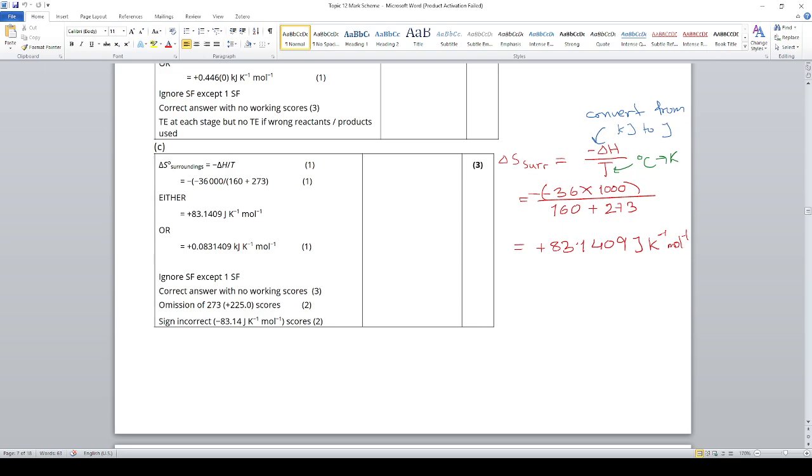Here, calculating surroundings, be careful about the conversions. You have a minus in the formula, and the enthalpy has to be converted from kilojoule to joule. So this time the enthalpy was negative as well. It was minus 36. It's given in the question. So it's minus 36 times 1000 with the whole thing negatived and then divided by the temperature. And the temperature is also given in Celsius, so we need to convert that to Kelvin, which is plus 273. So all these numbers, chuck them in the calculator, and this is your final answer.